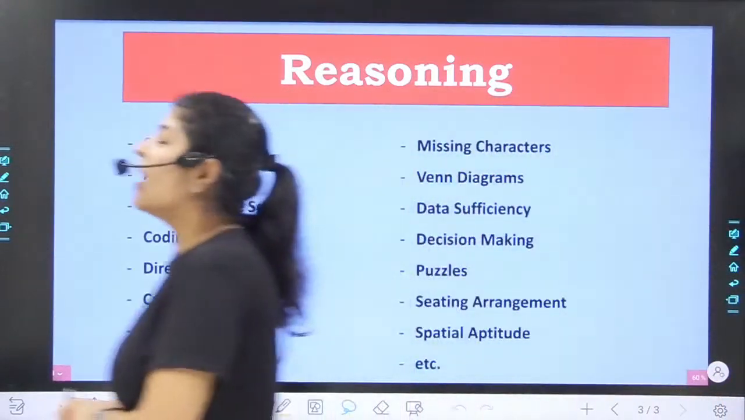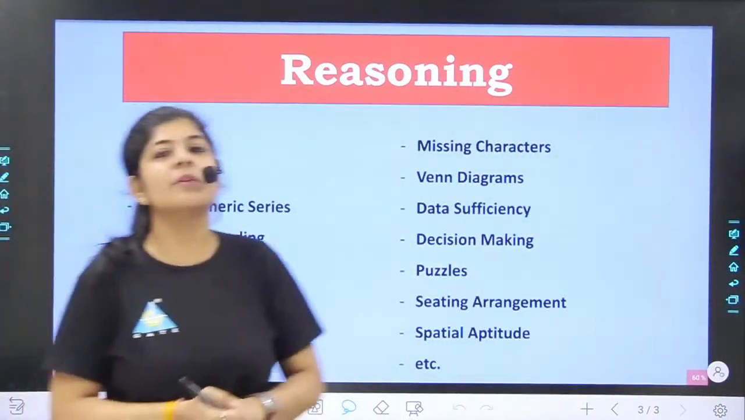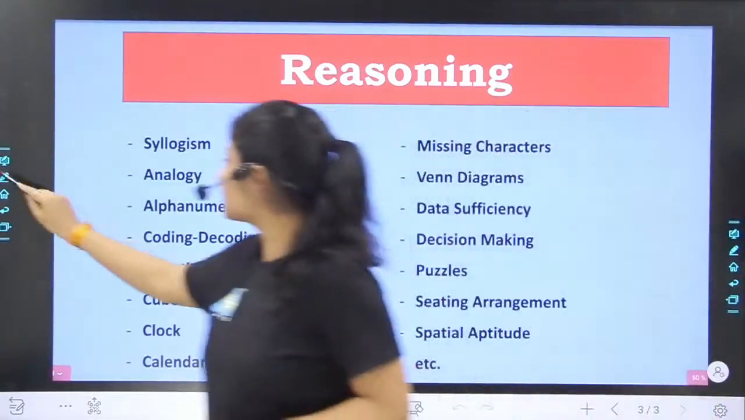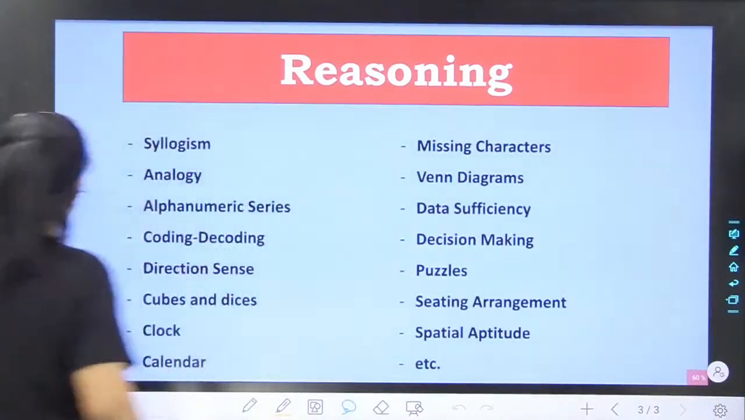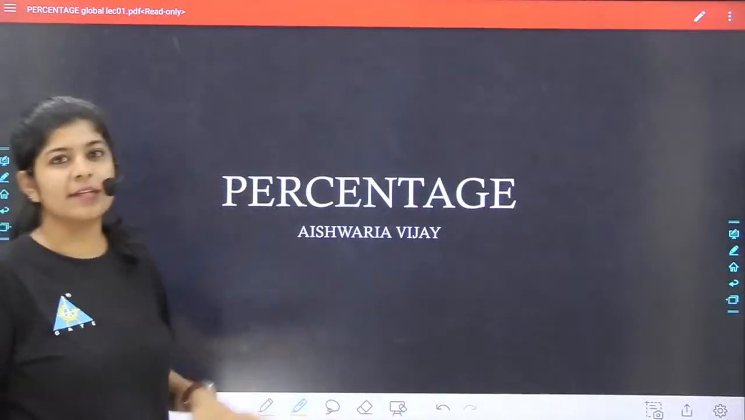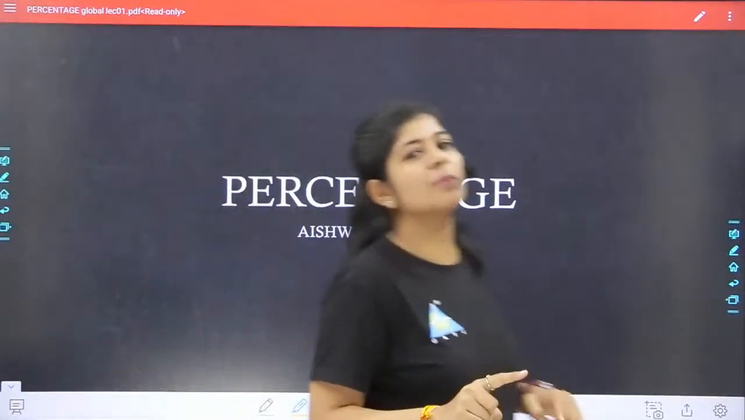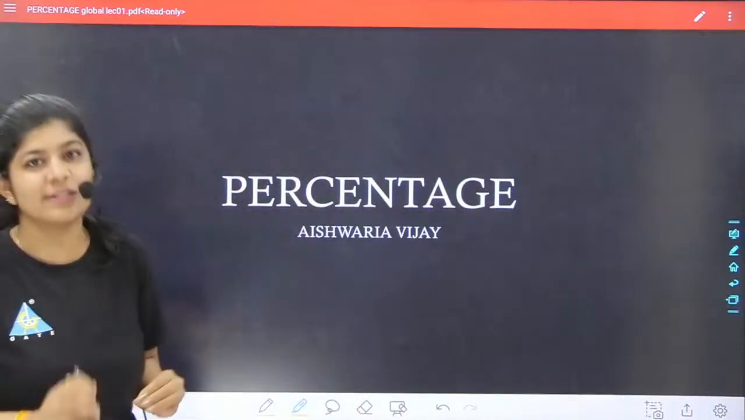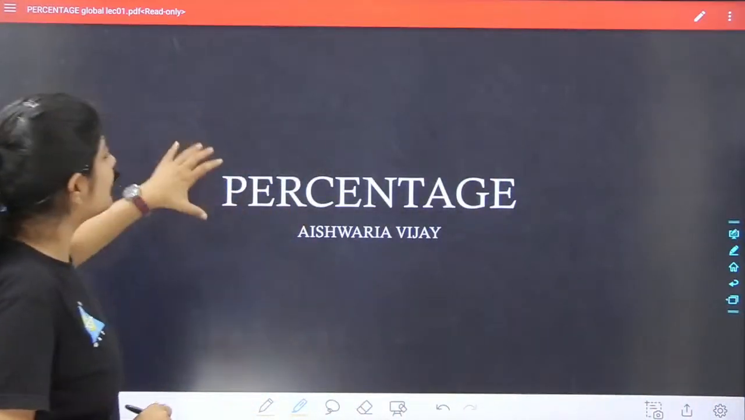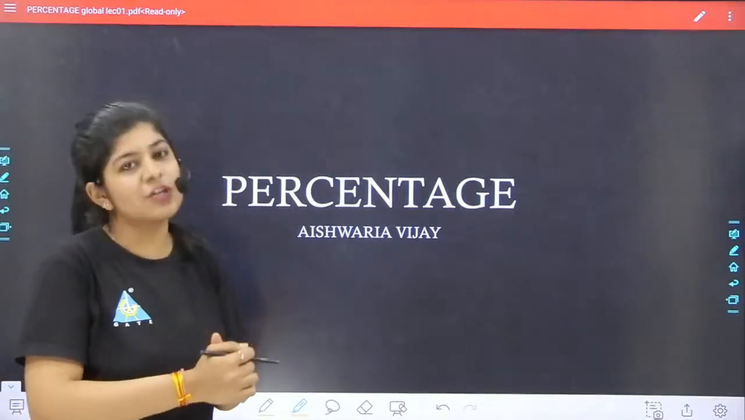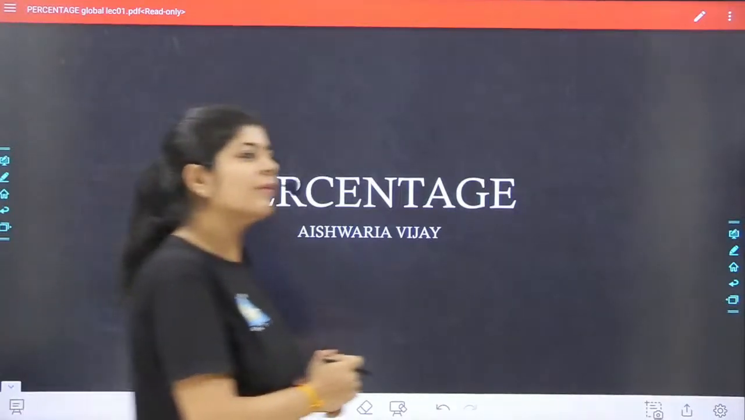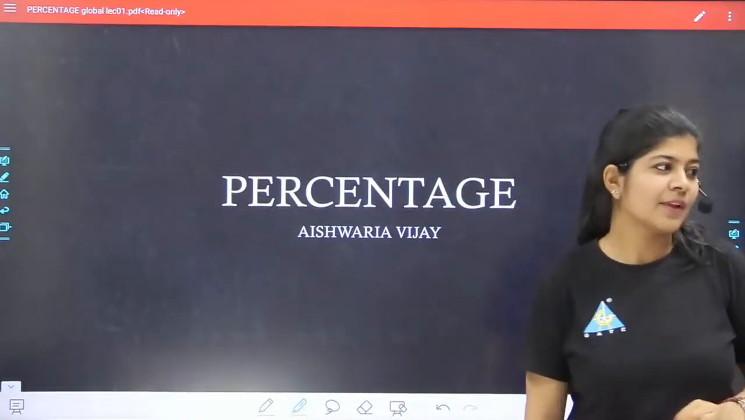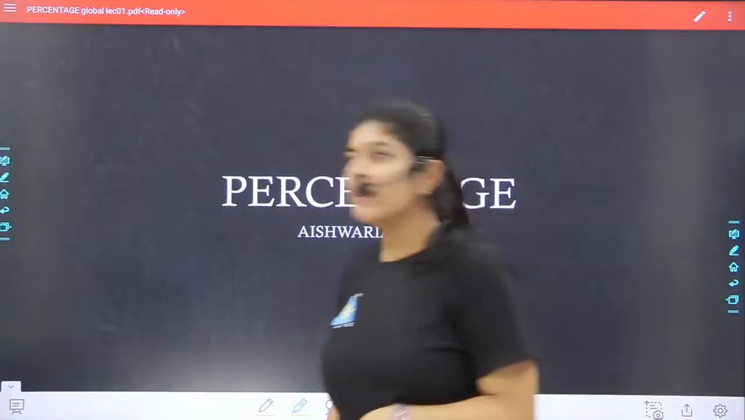Now we will start our course from the very first topic, that is percentage. We will start with percentage because percentage and ratio and proportion are very basic topics which we need to learn before starting the quant section. So we will start with percentage, and after that we will cover ratio and proportion. Is it clear to everyone?